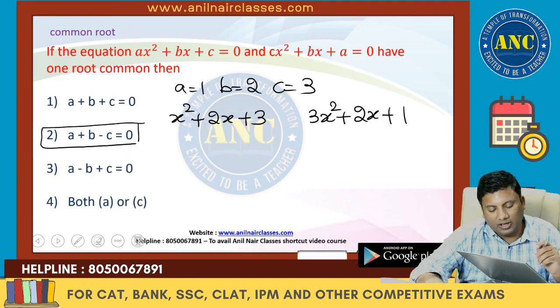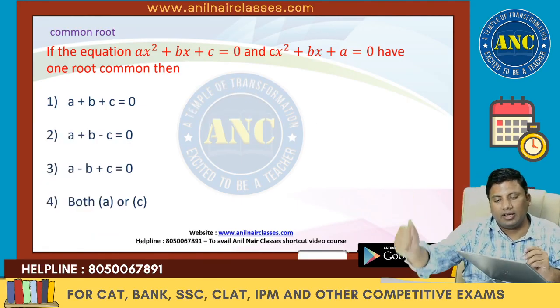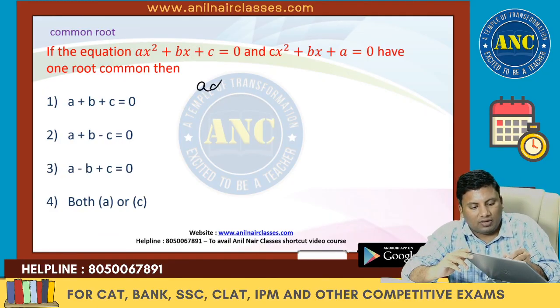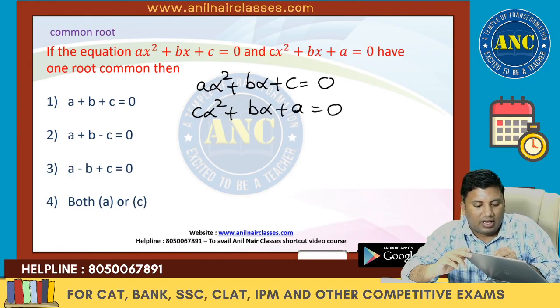X square plus 2x plus 3. These are becoming D less than 0. I hope you are understanding what I am doing. A alpha square plus B alpha plus C equivalent to 0, and C alpha square plus B alpha plus A equivalent to 0.